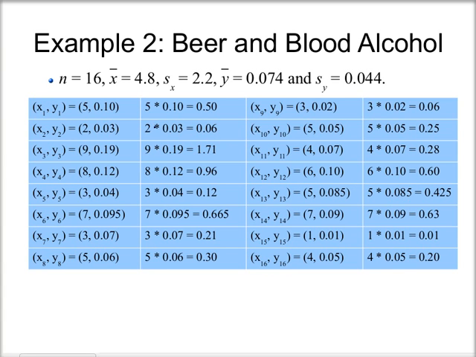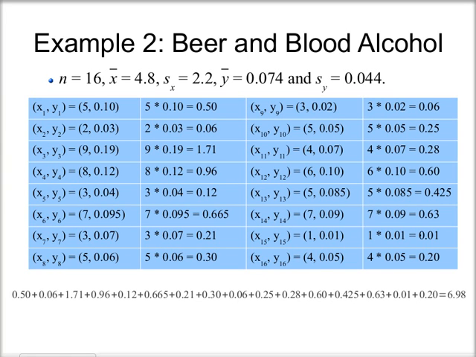And the next step is to add up all of these products. So I'm going to add up 0.50 plus 0.06 plus 1.71 and go down my chart and add up all of those products. And if I do that, that's going to give me 6.98 as the sum of all those products. So now I have everything I need to plug into my formula for correlation.